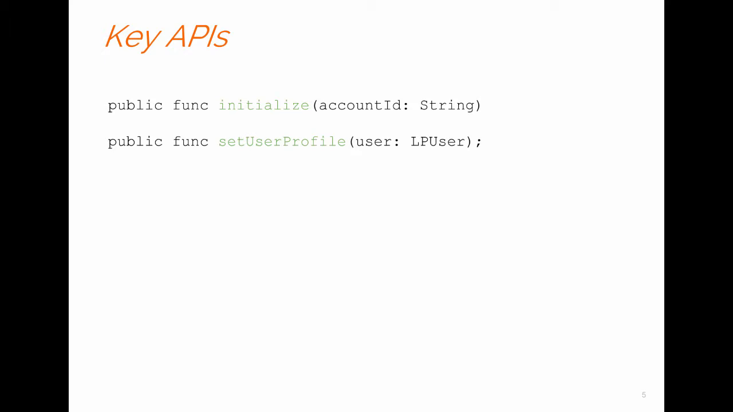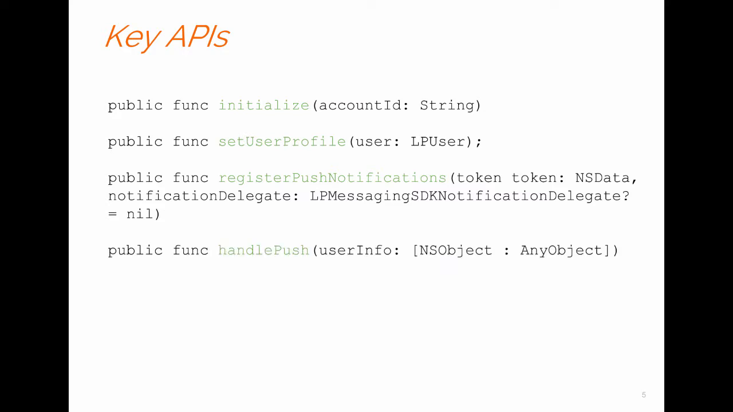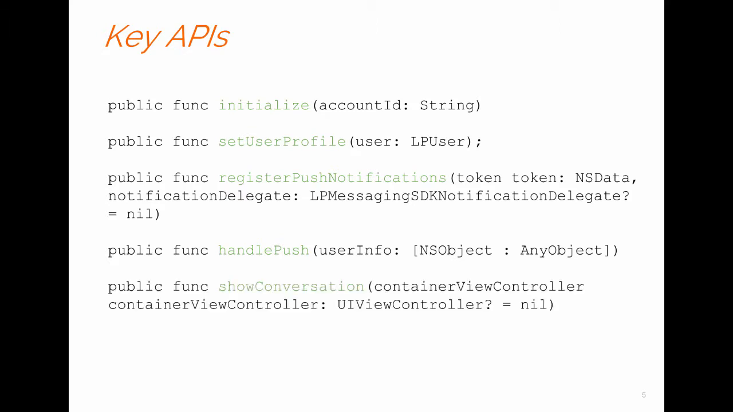The Register Push Notification API should be used to connect to the app's push notification mechanism and be able to utilize it to alert consumers whenever an incoming message arrives. The Handle Push API displays an in-app notification overlaying any host app screen. It should be called whenever a push notification is received in the app while it's running. The Show Conversation API invokes the messaging conversation screen and displays it.